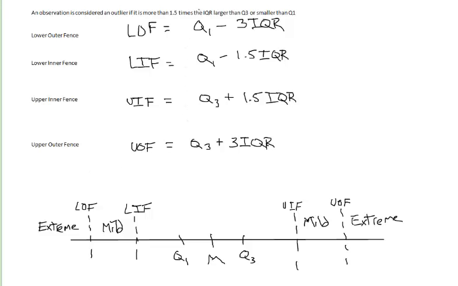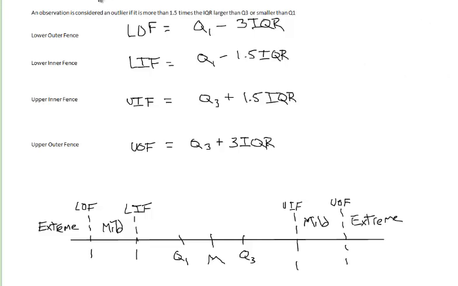So the formulas are: lower outer fence is Q1 minus 3 times IQR, and the lower inner fence is Q1 minus 1.5 times IQR, and the upper inner fence is Q3 plus 1.5 times IQR, and upper outer fence is Q3 plus 3 times IQR.